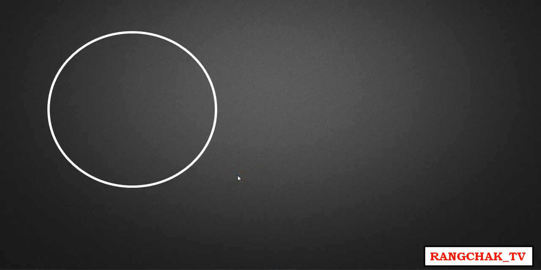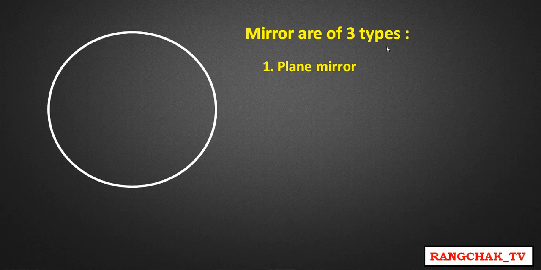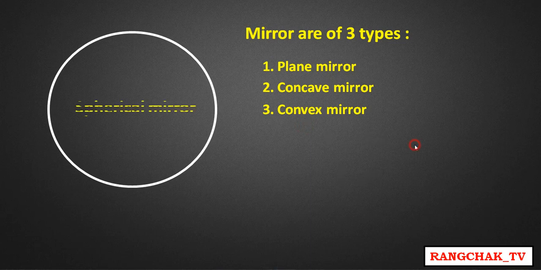So let's see spherical mirror. Mirrors are of three types: plain mirror, concave mirror, and convex mirror. So spherical mirror comes from a sphere. A sphere is like a hollow ball, and from it we get the spherical mirror.